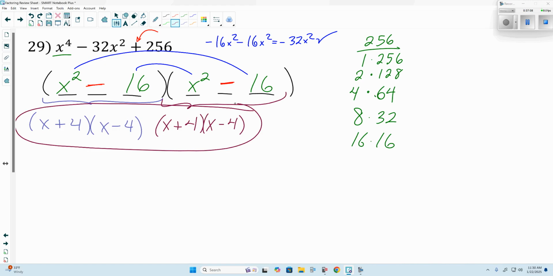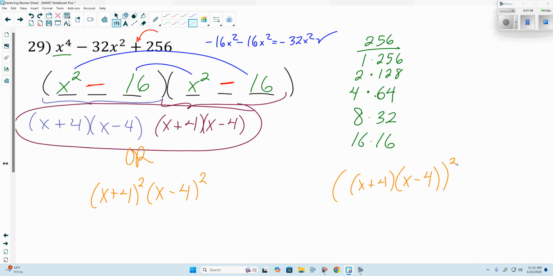So we could do them individually squared. It's a little convoluted to do, you know. I mean, you could. We don't normally do the parentheses squares.